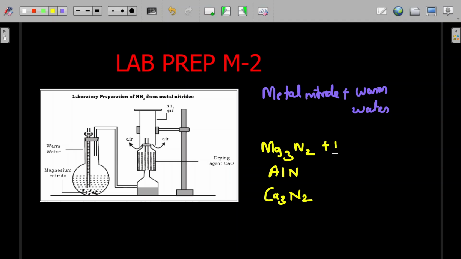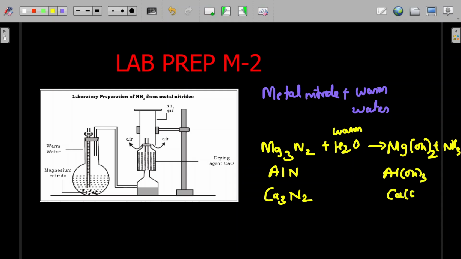So what does water do here? Warm water splits it. It breaks down the compound. We call it hydrolysis. So you'll get respective hydroxides. So for magnesium, magnesium hydroxide and ammonia gas. For aluminium, aluminium hydroxide plus ammonia gas. Then calcium hydroxide plus ammonia gas. Okay, so this is the other method. Collection part, drying part, everything is the same.